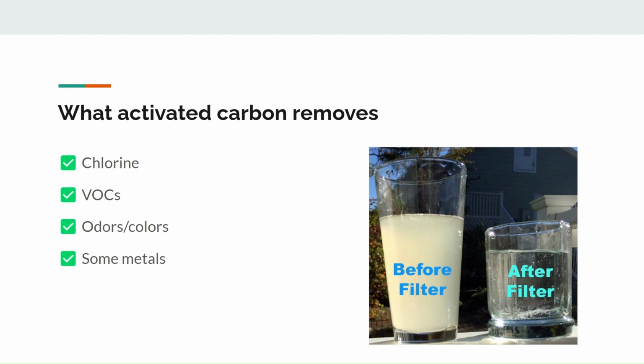Activated carbon is especially good at removing certain types of contaminants from water. For example, it can remove chlorine, which is added to water for disinfection, but can give it a bad taste or smell. It also removes volatile organic compounds, or VOCs, which are chemicals that can come from industrial pollution. Some heavy metals can be trapped too, depending on the filter design. And of course, it's great at eliminating odors and discoloration. That's why filtered water usually looks and tastes cleaner.